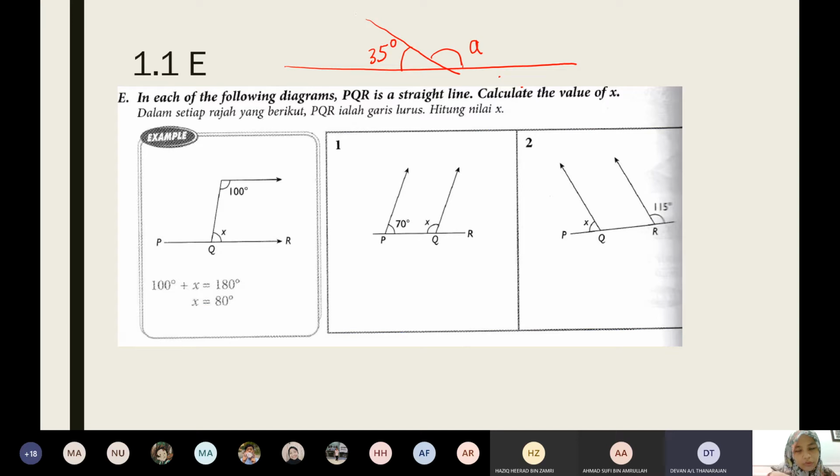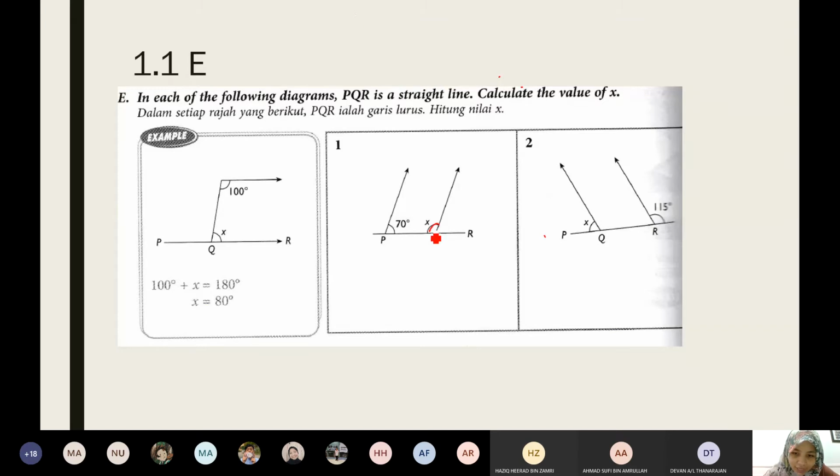Minus 180 with 35. Okay, so the idea is bila kita ada satu garis lurus dan 2 angle yang bersebelahan macam ni, the sum of the 2 angles adalah 180. So to find A, kita ambil 180 tolak dengan 35. Okay, so I want to use that idea in this question.